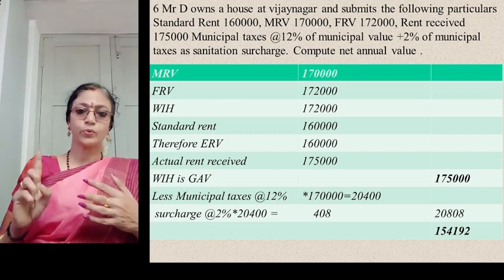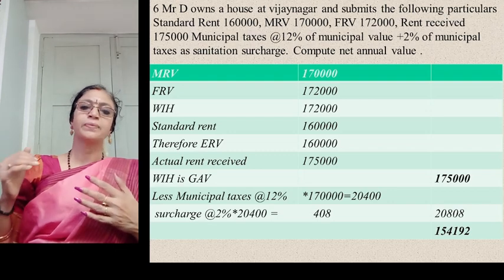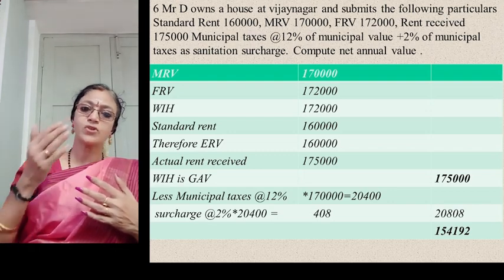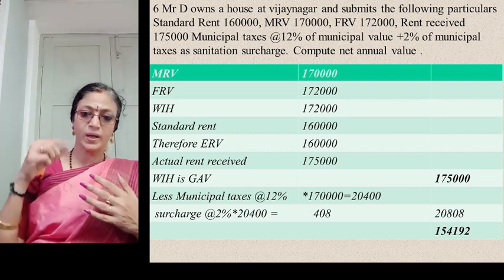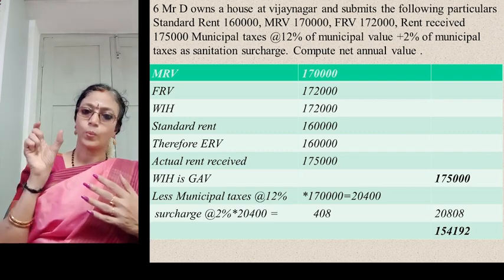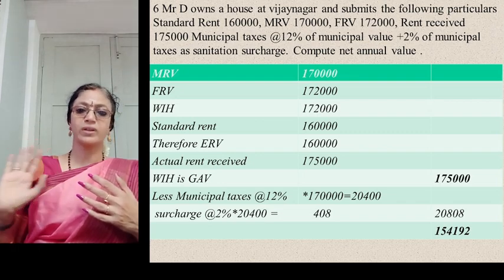So, our first step would be calculating our ERV, or expected rental value. The process of computation of your ERV is: MRV and fair rental value, whichever is higher. With that amount, you compare it with the standard rent, whichever is less becomes your ERV.